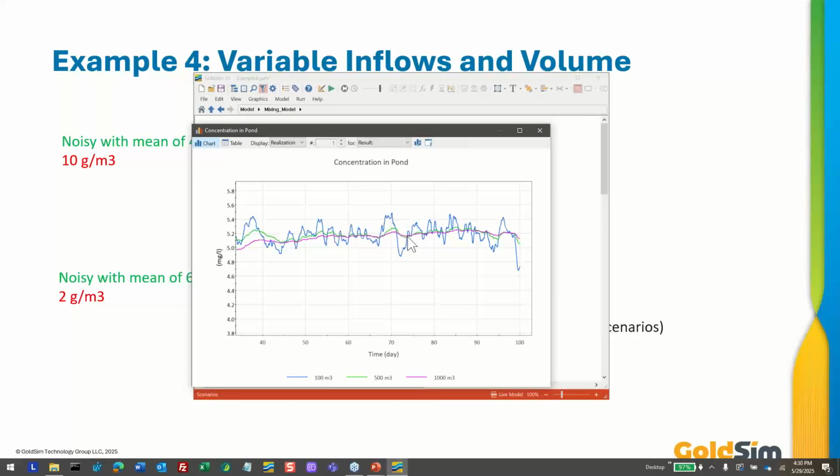But you can see how slowly the large volume pond reacts as opposed to the small volume pond. This is exactly what you would expect, right? I mean, we've got a lot of inertia if we've got 1,000 cubic meters compared to 100 cubic meters, right?